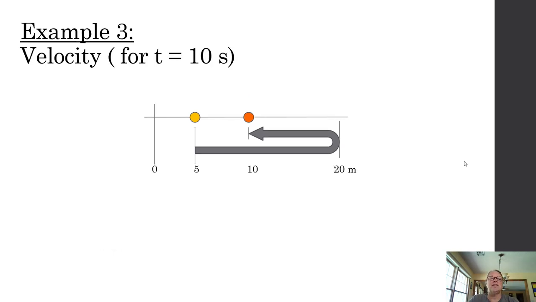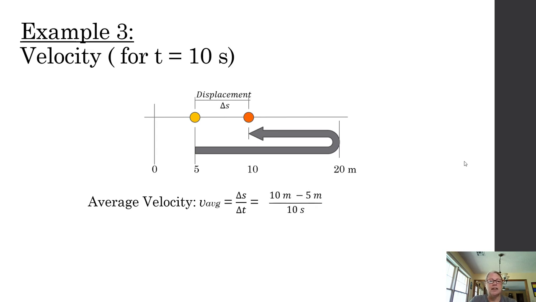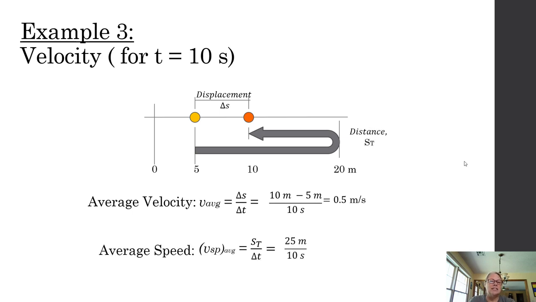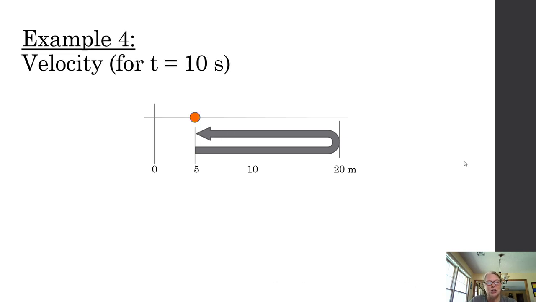So let's look at those same examples again. What if it took us 10 seconds for this particle to go from A to B? So my average velocity is displacement over time. So I have 5 over 10 seconds. So I have an average velocity of 0.5 meters per second. My average speed is the entire distance divided by that time. So my average speed is 2.5 meters per second.